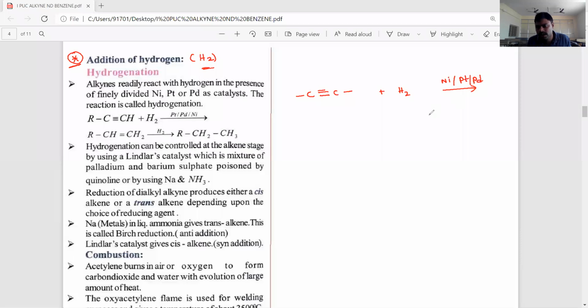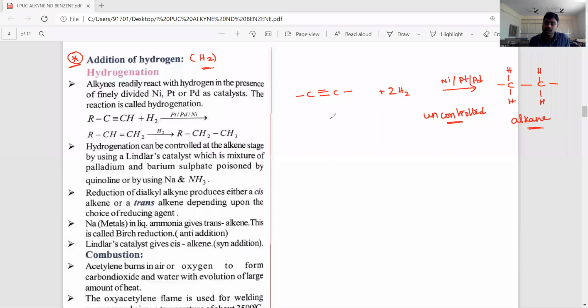It is uncontrolled addition, or uncontrolled reduction. That's why the triple bond is converted into a carbon-carbon single bond by the addition of 2 moles of hydrogen. Then the triple bond is converted into single bonds, meaning alkanes are the products. This reaction we already discussed in the alkanes chapter.